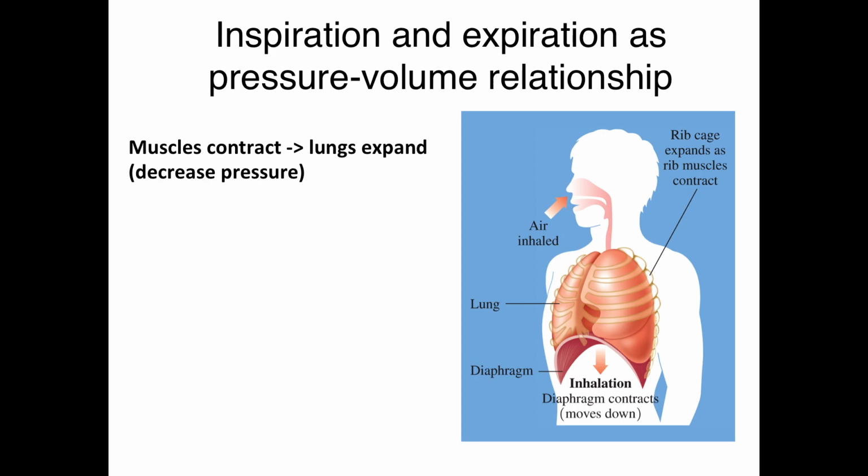When you breathe, your muscles contract. As soon as your muscle contracts, there's more space for the rib cage to expand, and therefore the lungs also expand. Expansion of the lung is an increase in volume of the lung. As you increase the volume of the lung, the pressure in your lung will decrease. And air will always flow from a region of high pressure into a region of low pressure.